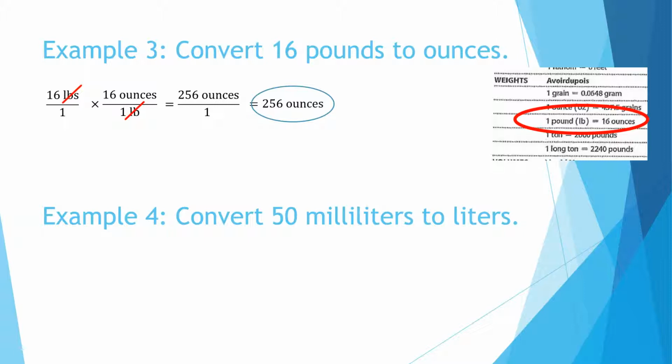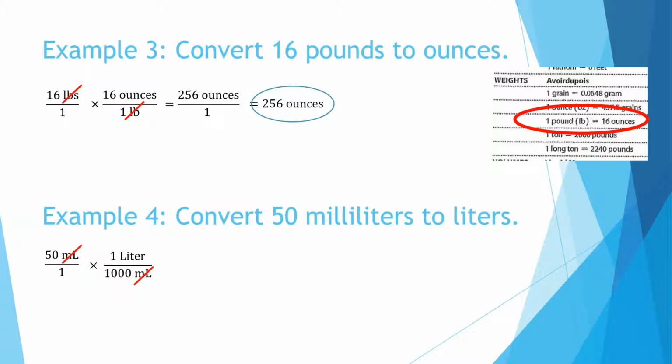So here we have convert 50 milliliters to liters. We're starting with 50 milliliters over 1. Now what you'll need to know is that in 1 liter there are 1,000 milliliters. Alright, so we're going to multiply by the conversion factor of 1 liter divided by 1,000 milliliters. This way I can cancel my matching units.